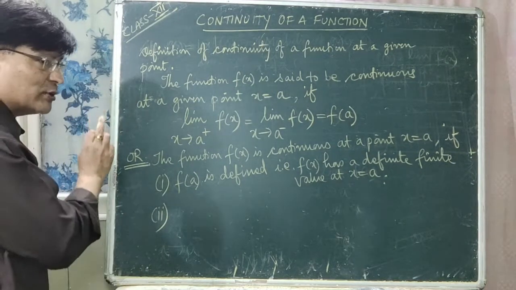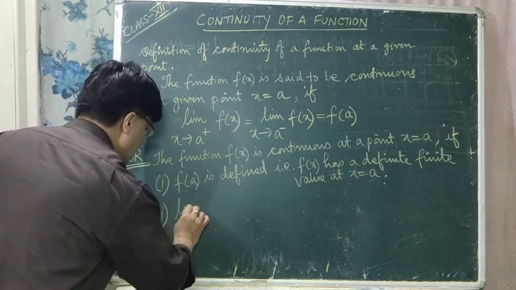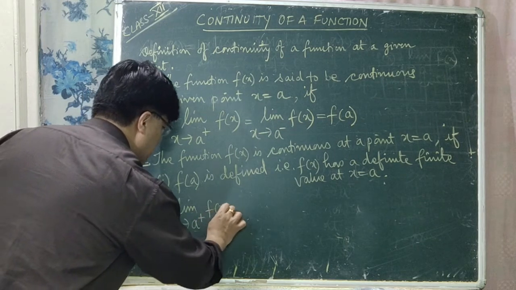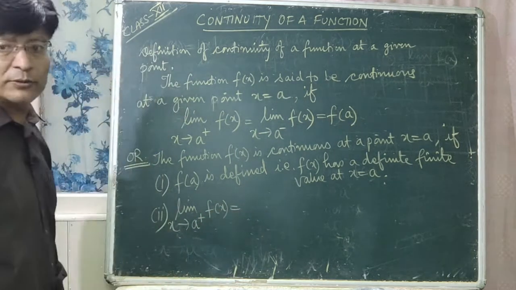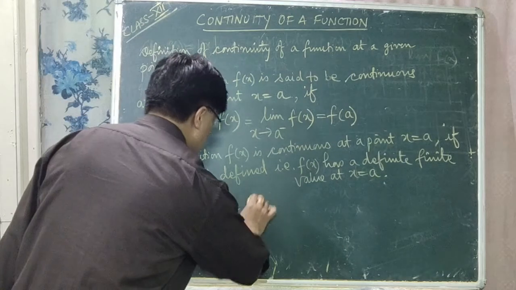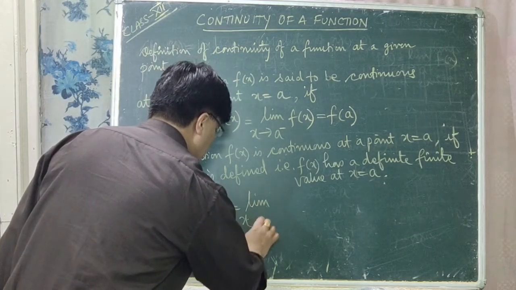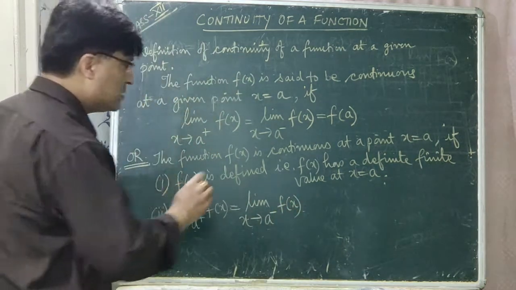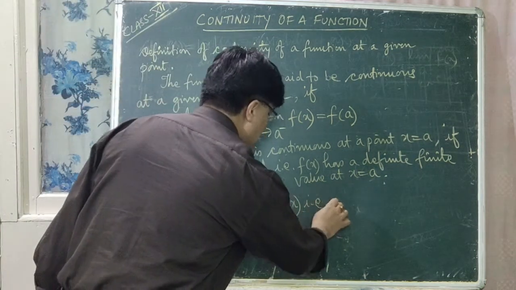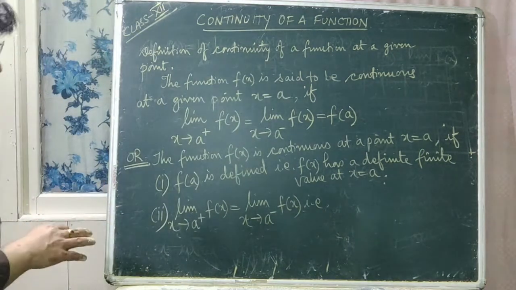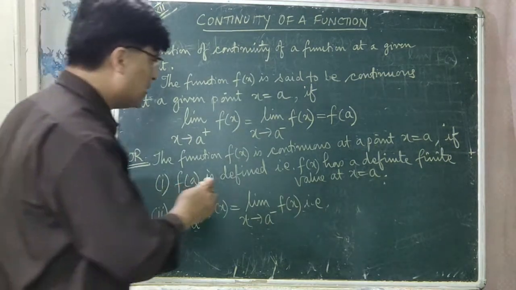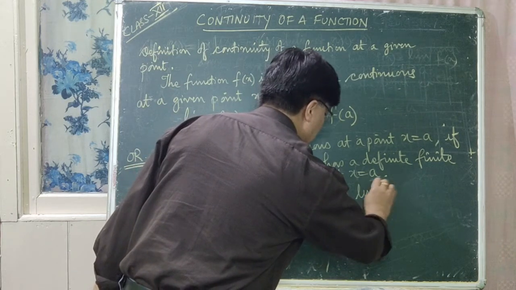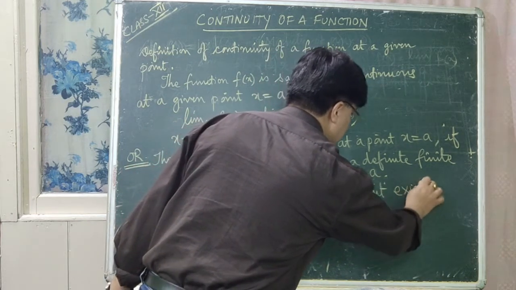Number two, the limit should exist. That is, limit x tends to a plus f of x is equal to limit x tends to a minus f of x. If the right hand limit is equal to the left hand limit, the limit exists.